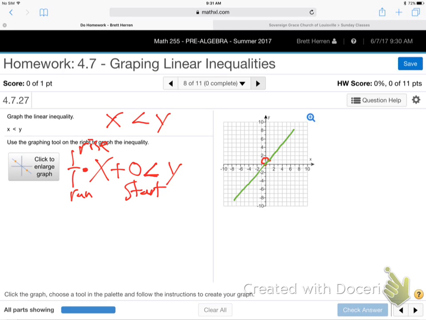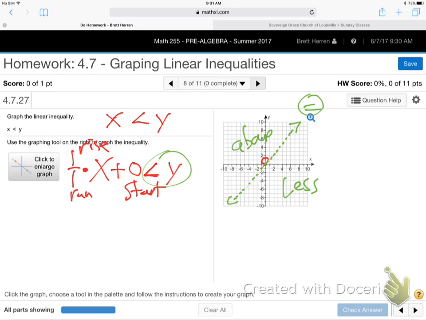Is it solid or dotted? I forgot. All right, I'm going to dot that line, because it doesn't say equals. So here's the above, the less or below, and then there's the equals right on the line. There's above, below, and equals.